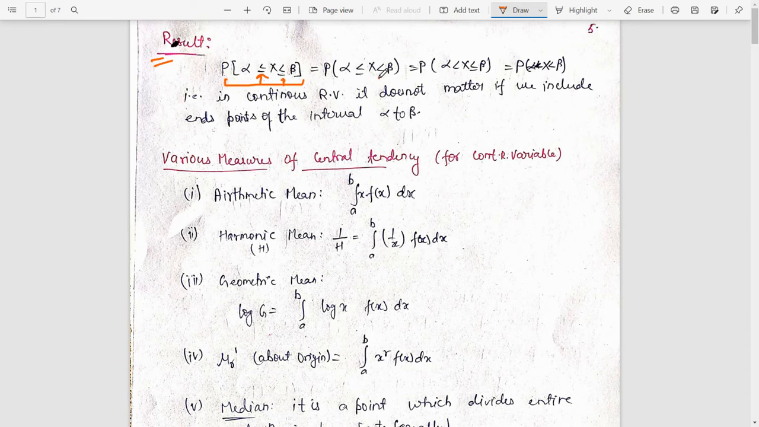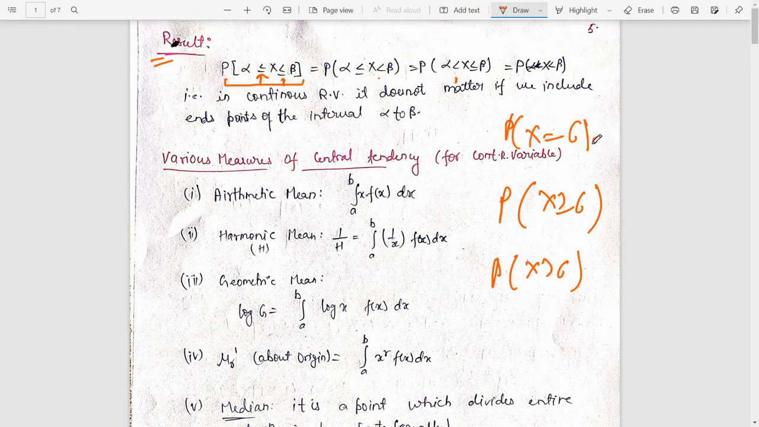Here equality is not involved, and here the equality is not involved. Here there is no equal to between alpha and beta. So all these probabilities are going to be the same. Why? Because in a continuous random variable, finding probability at any specific point is zero. So if you are trying to find probability of x greater than or equal to 6, or probability of x greater than 6, both probabilities are equal, because probability of x equal to 6 is going to be zero in the case of a continuous random variable. That's why all of these are going to be the same in the case of a continuous random variable.